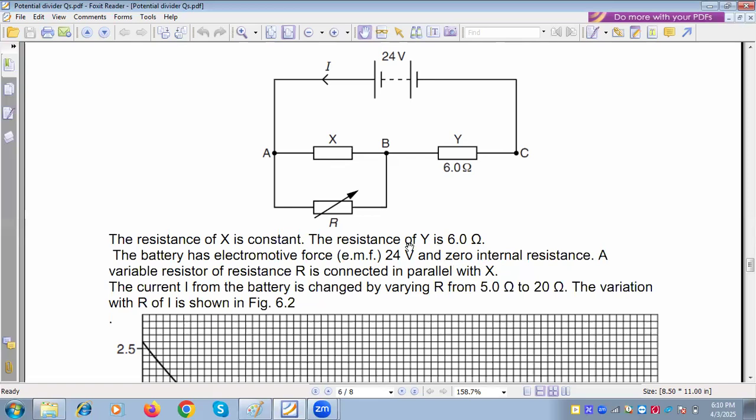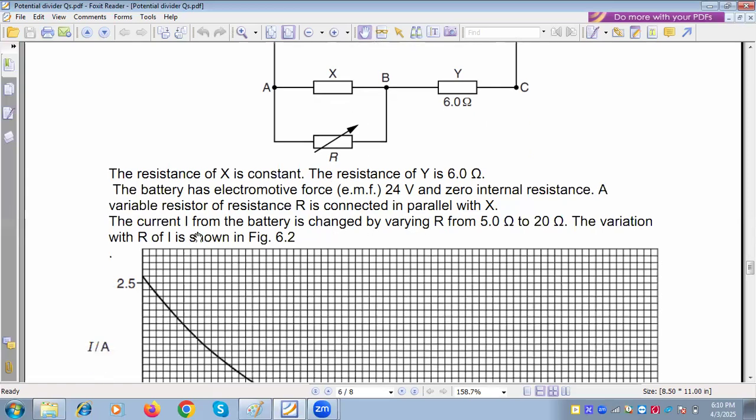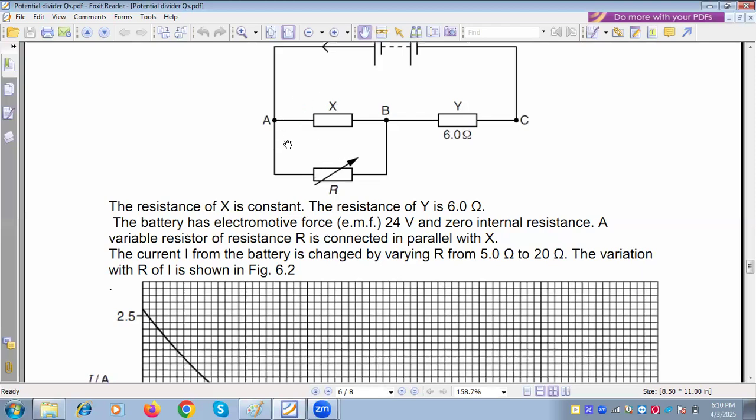Again, there will be no energy lost by the charge while passing through the cell. Variable resistance R is connected in parallel with X. And in the circuit, the current I from the battery is changed by varying this. When we increase the resistance R, the total resistance between A and B will increase, and so will the total resistance between A and C.